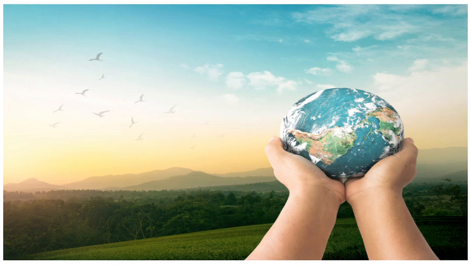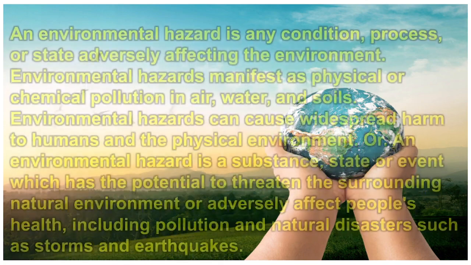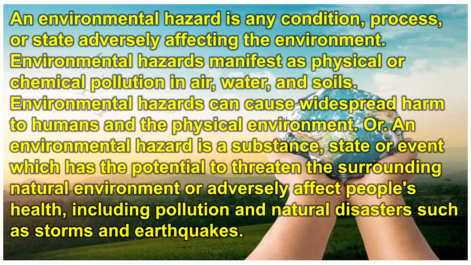An environmental hazard is any condition, process, or state adversely affecting the environment. Environmental hazards manifest as physical or chemical pollution in air, water, and soils. Environmental hazards can cause widespread harm to humans and the physical environment. Or, an environmental hazard is a substance, state, or event which has the potential to threaten the surrounding natural environment or adversely affect people's health, including pollution and natural disasters such as storms and earthquakes.